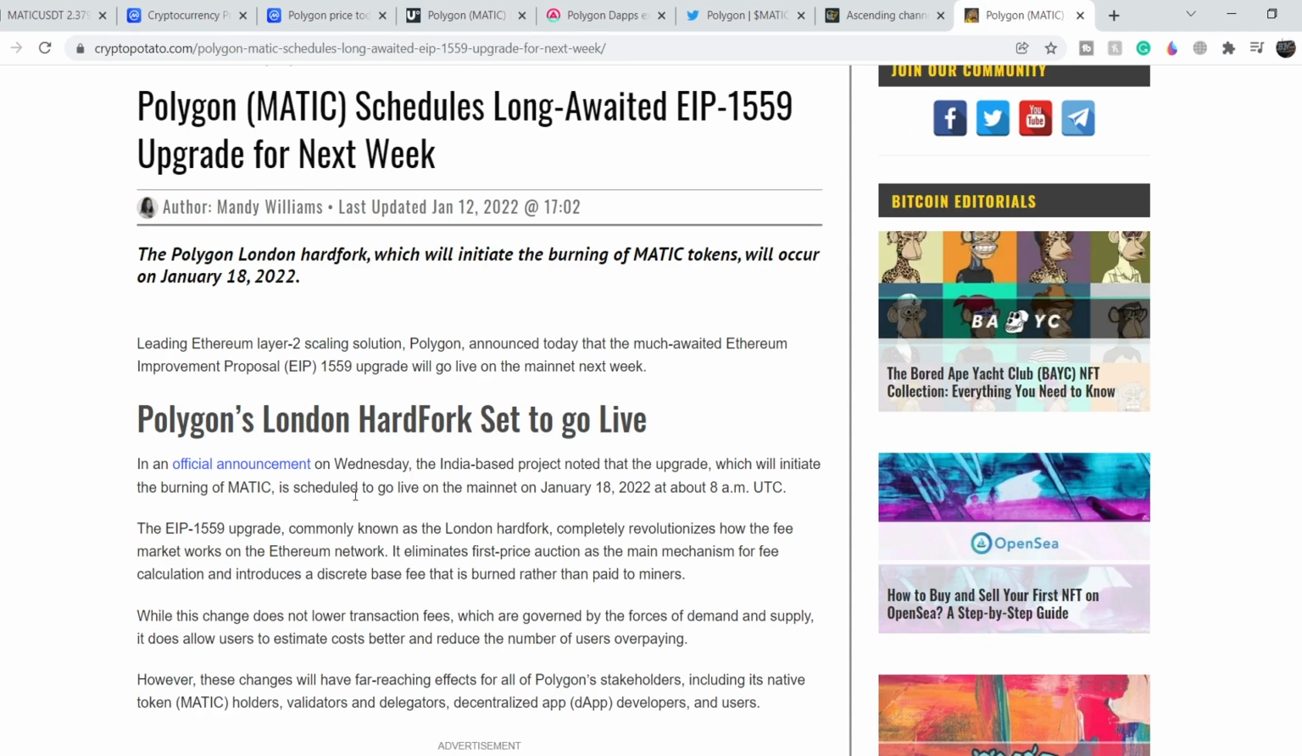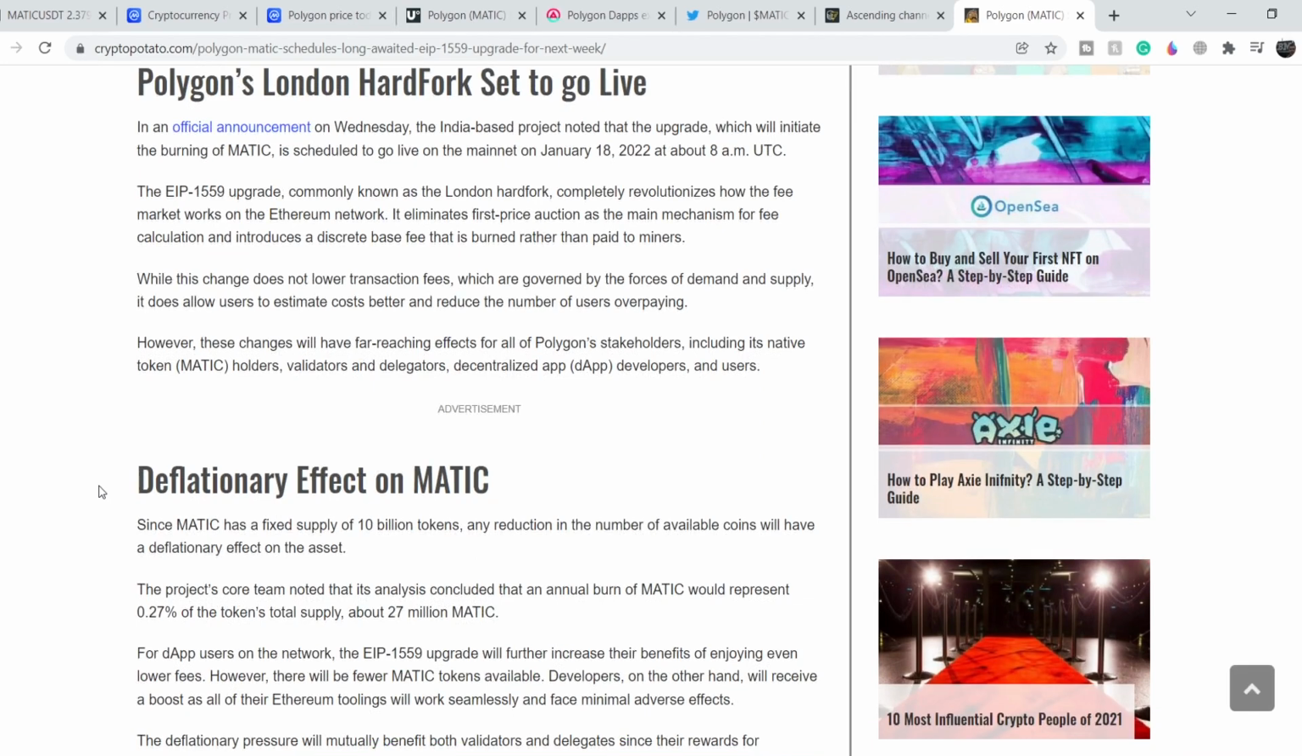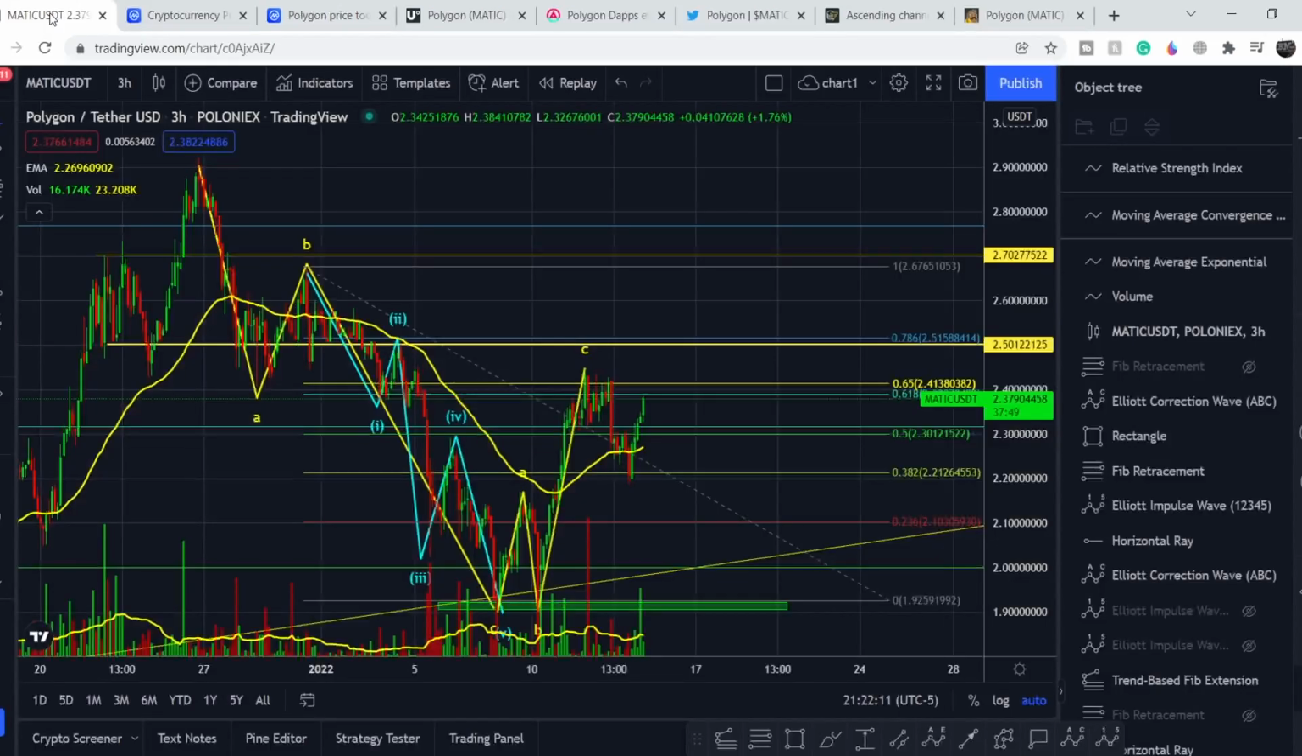I also covered the news that on January 18th they will launch their London hard fork that will initiate the burning of Matic. And this will lead to a potential deflationary effect on Matic, and this will lead to higher price targets. So all of these fundamental news are definitely extremely bullish, but we have some doubts from the technical standpoint.